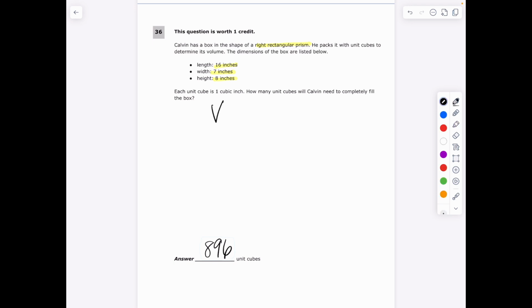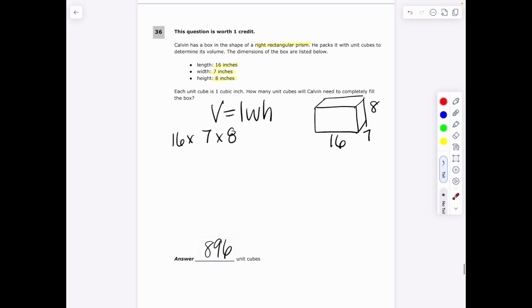So I know we're doing volume, which is length times width times height, and I could always just draw it. Here's my length, here's my width, and here's my height. So I'm going to multiply 16 times 7 times 8. I'm going to choose to multiply these two numbers together to get 56. So 16 times 56. Now for this, I'm going to use my lattice. You can use traditional. I just wanted to use lattice.